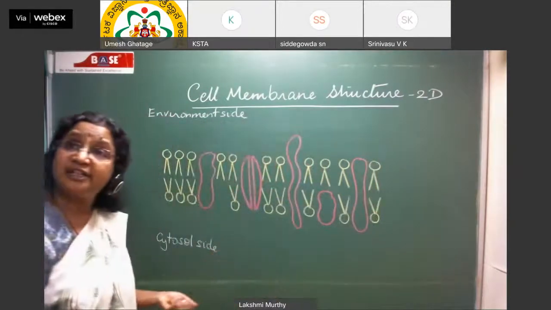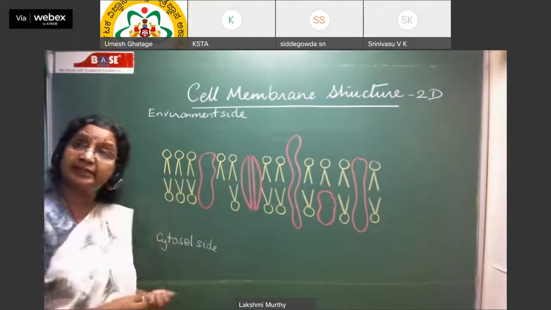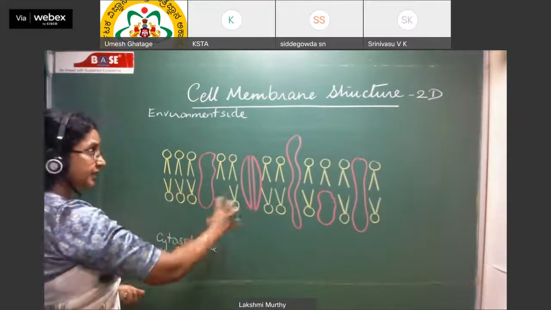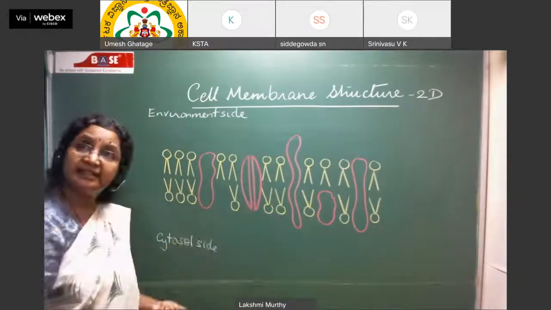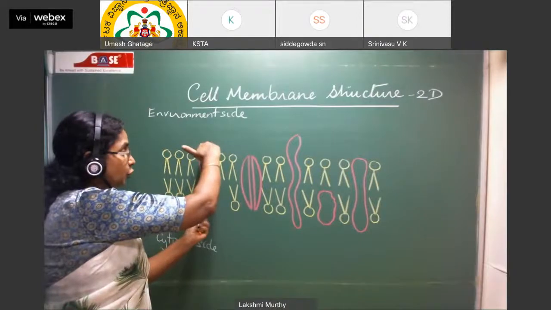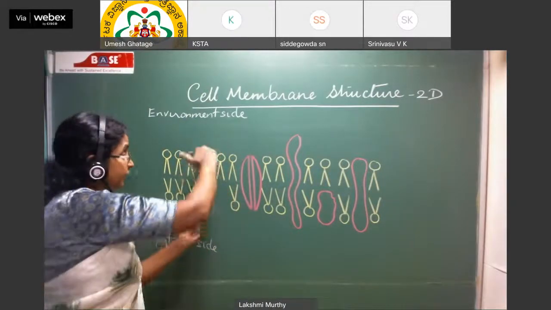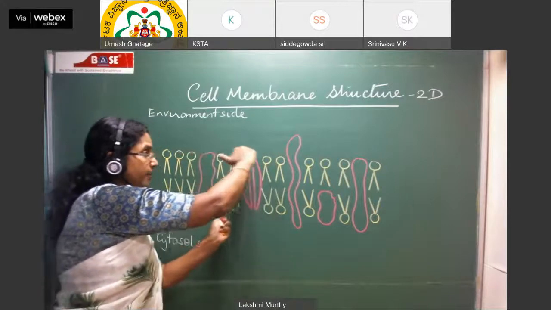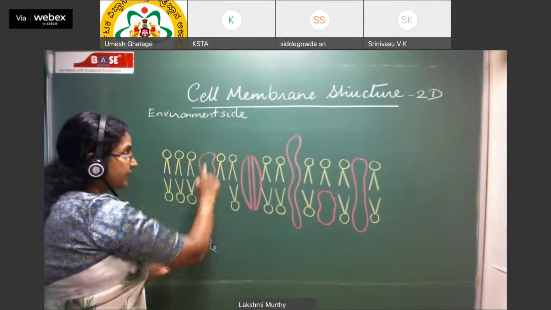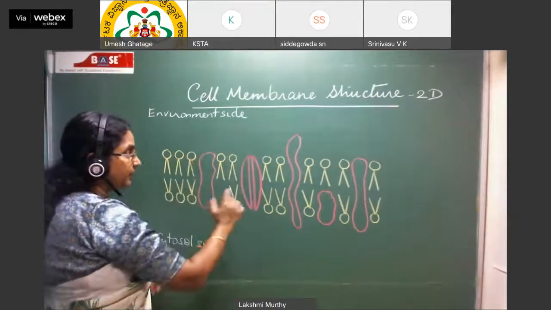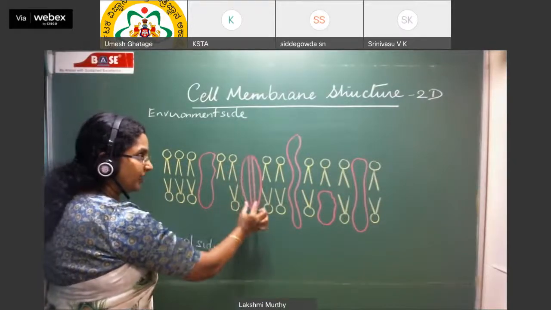Okay, these are all different types of integral proteins that are going to be seen. As you can see, they are all going to be embedded in the membrane. Some are going to be embedded in a bitypical manner. That is, they are embedded throughout the bilipid layer. See this one, it is embedded throughout the bilipid layer. This is embedded throughout the bilipid layer.